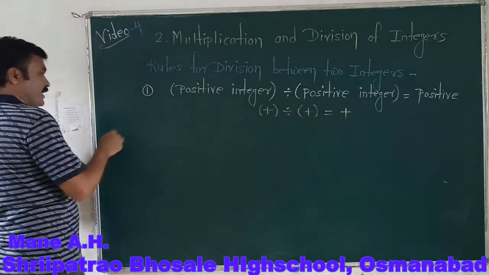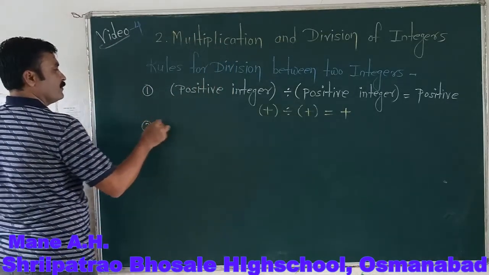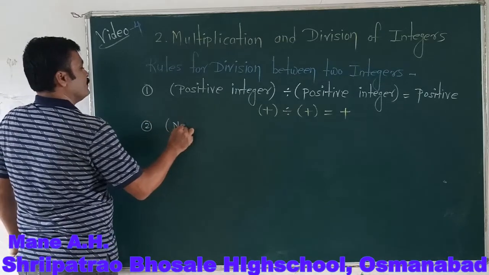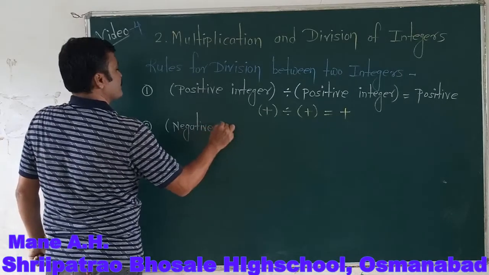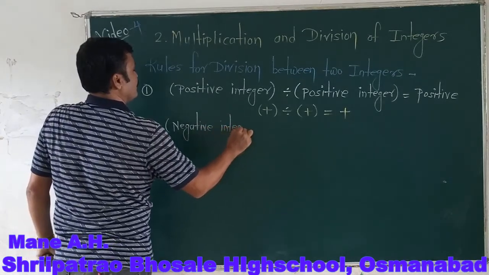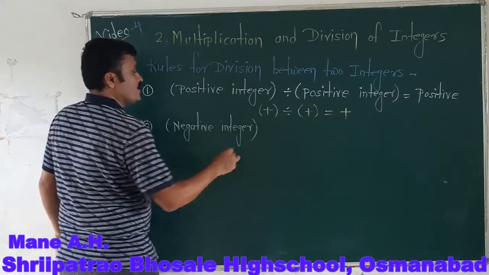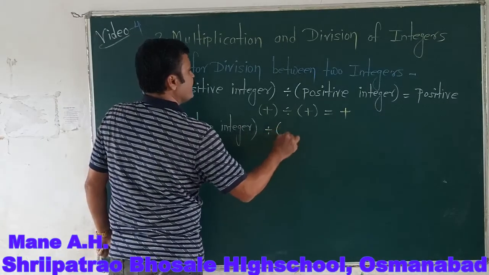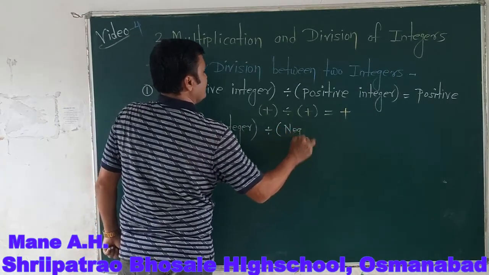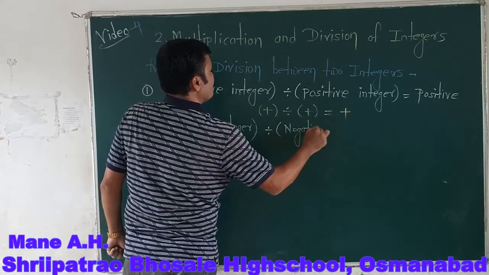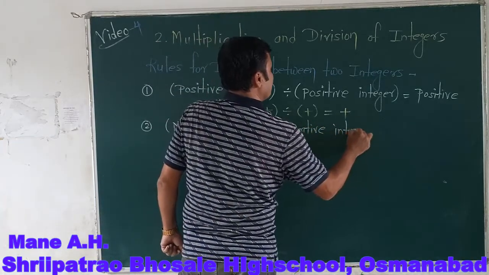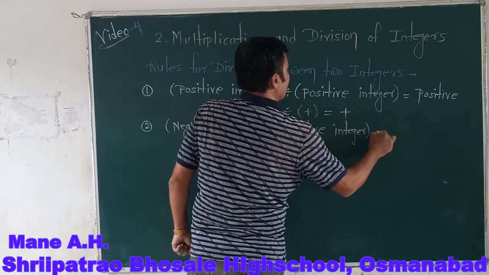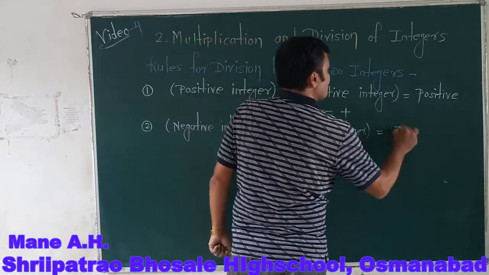Second rule: if in the division both are negative integers, negative integer divided by negative integer, then the quotient will be positive.